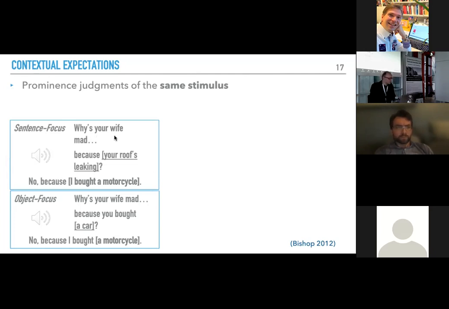So the sentence focus: why is your wife mad? Because your roof's leaking? The answer: no, because I bought a boat. Because I bought a motorcycle. Object focus: why is your wife mad? Because you bought a car? No, because I bought a motorcycle. So exactly the same answer.